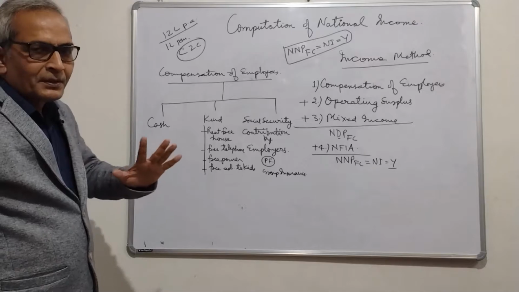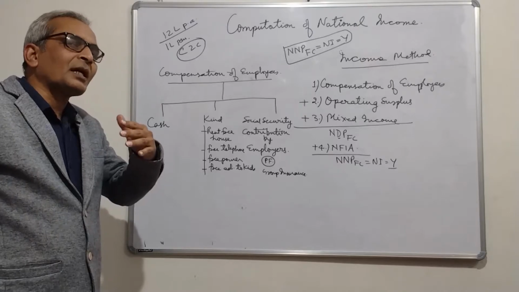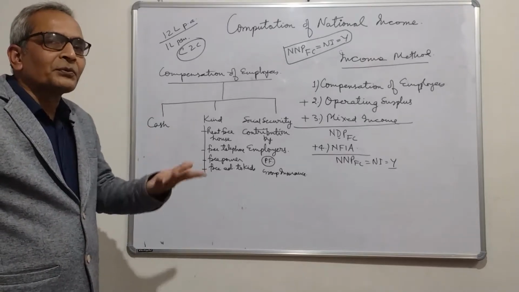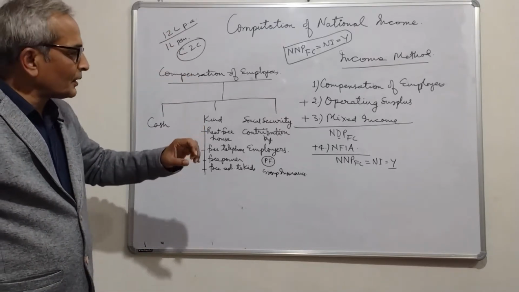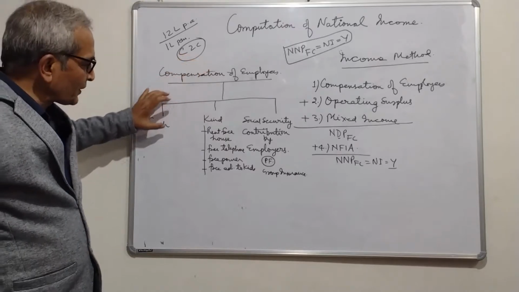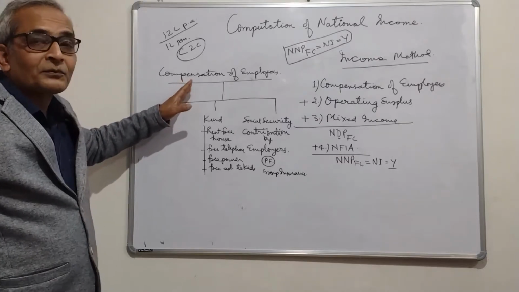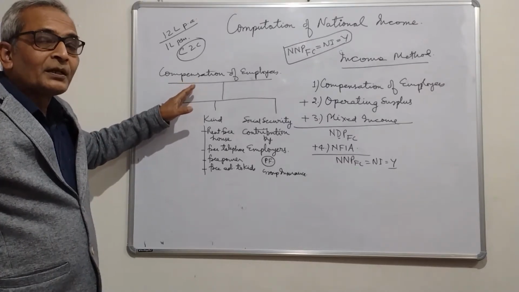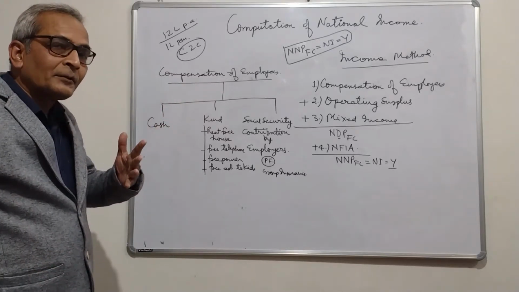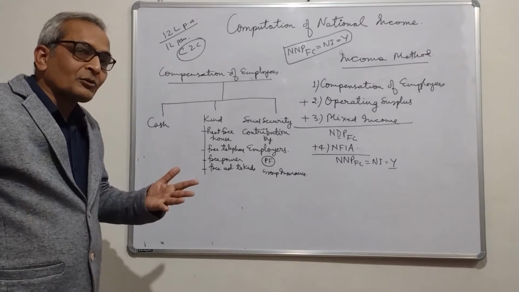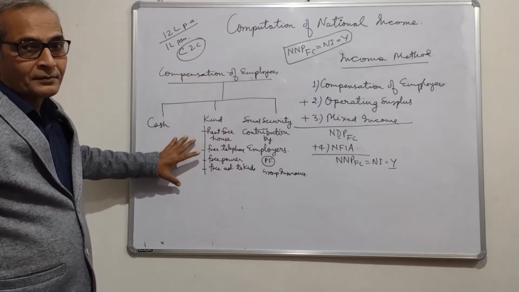Right? Be very clear. What happens is, if you don't have the right concept, then to confuse students in the figure of numericals, they will give compensation of employees as well as cash. If you are not sure that this cash is part of compensation of employees, you will add both compensation of employees as well as cash. That's why I lay stress on the fact that you must be aware of the main part and its subparts.